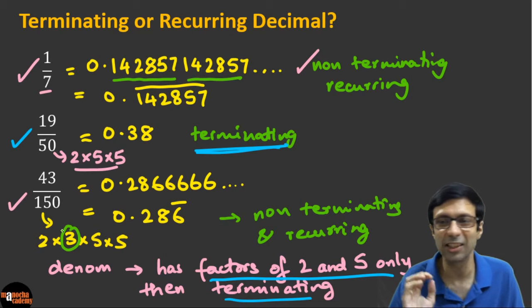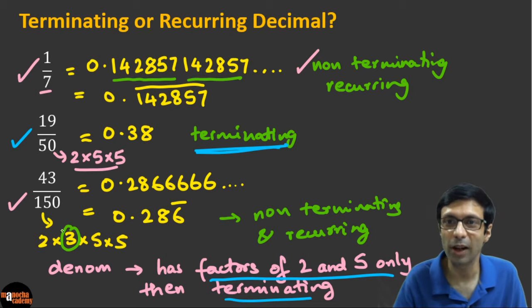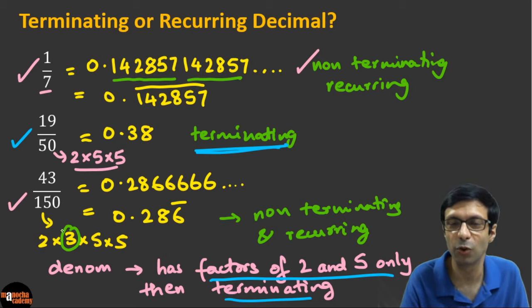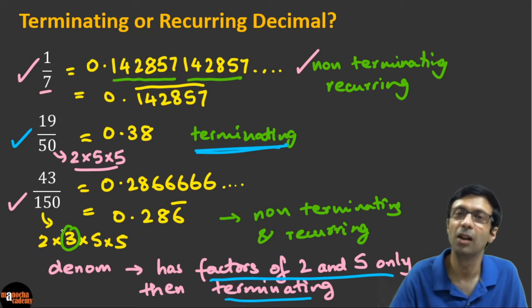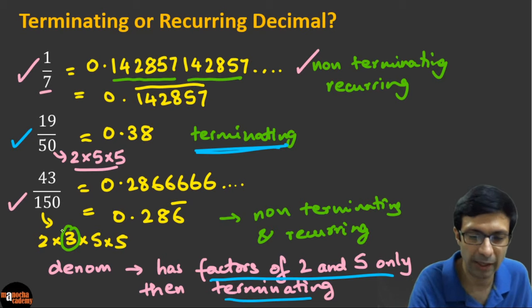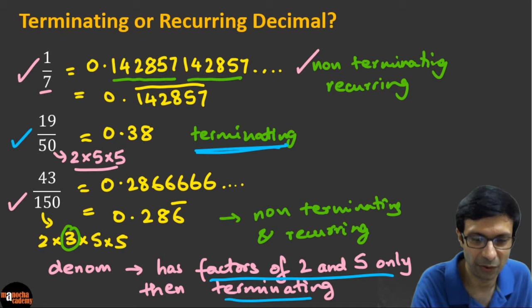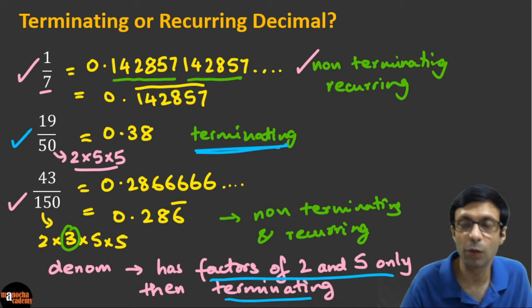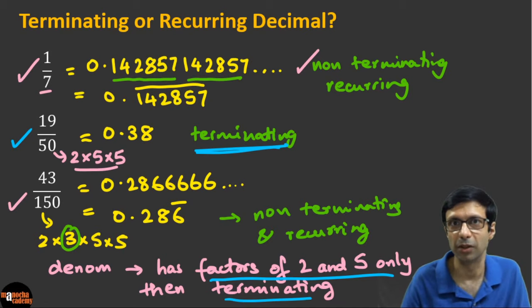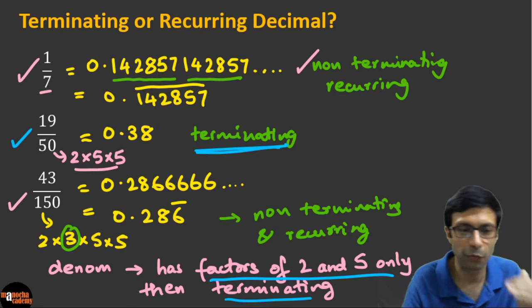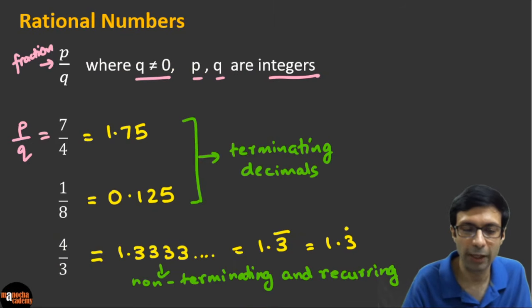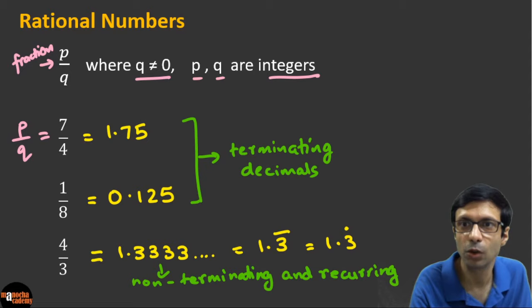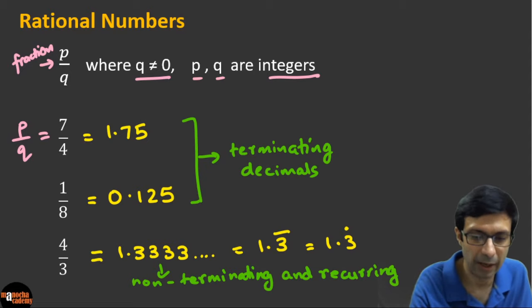Okay, so guys, is this concept clear? That you actually don't have to do the division. You can use this simple rule that if the denominator has factors of 2 and 5 only, then you can surely say it's a terminating decimal number. Otherwise, it's non-terminating or recurring. Right? So here we talked about rational numbers of the form p by q, and we divided them into terminating and non-terminating or recurring decimal numbers.